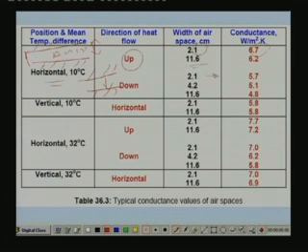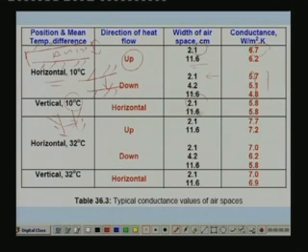Then for different air gaps, you have the conductance values 5.7, 5.1, 4.8, okay, these things. And for vertical, that means you have surfaces like this, okay, and the temperature difference between these two surfaces is 10 degrees, and the heat flow is in the horizontal direction, that means in this direction.